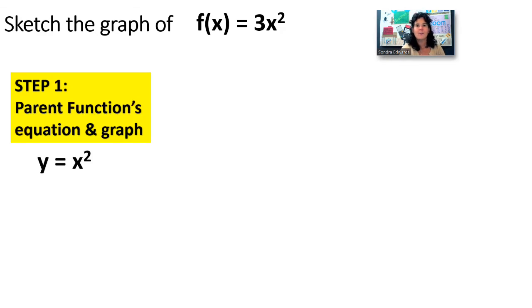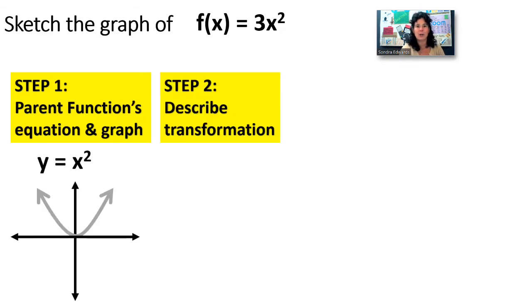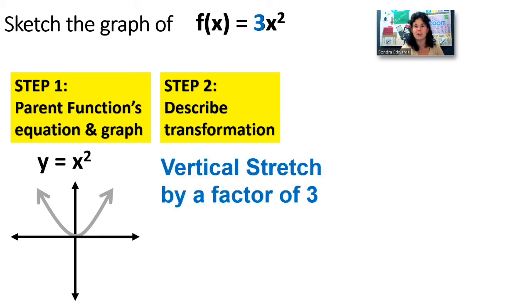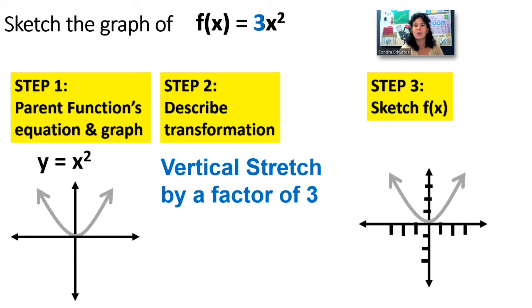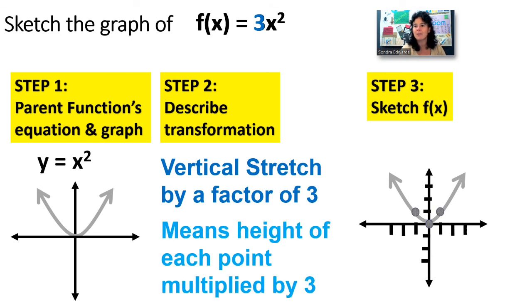3x squared comes from y equals x squared. Multiplying by a number larger than 1 is a stretch, so we have a vertical stretch by a factor of 3. And then we grab the whole parabola here and just stretch it up times 3. In other words, what happens is all of the points are 3 times higher, so it ends up looking narrower.